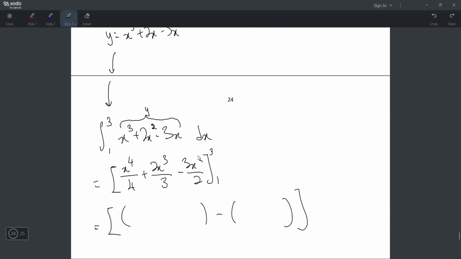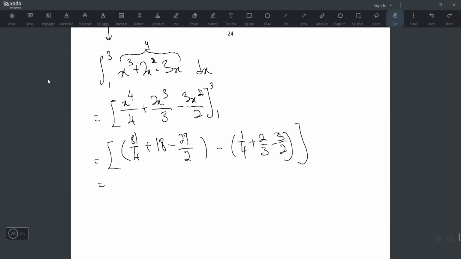So just substitute 3. When you substitute 3, 3 to the power 4 is 81, so 81 over 4, plus 3 to the power 3 is 27, 27 divided by 3 is 9, 9 times 2 is 18, minus 3 squared is 9, 9 times 3 is 27 over 2. You can use your calculator to help. Now substitute 1. 1 to the power 4 is 1, so 1 over 4, plus 1 to the power 3 is 1, 1 times 2 over 3, 2 over 3. Substitute 1 here, 1 squared is 1, 1 times negative 3 over 2. Okay, now it's time to press this.